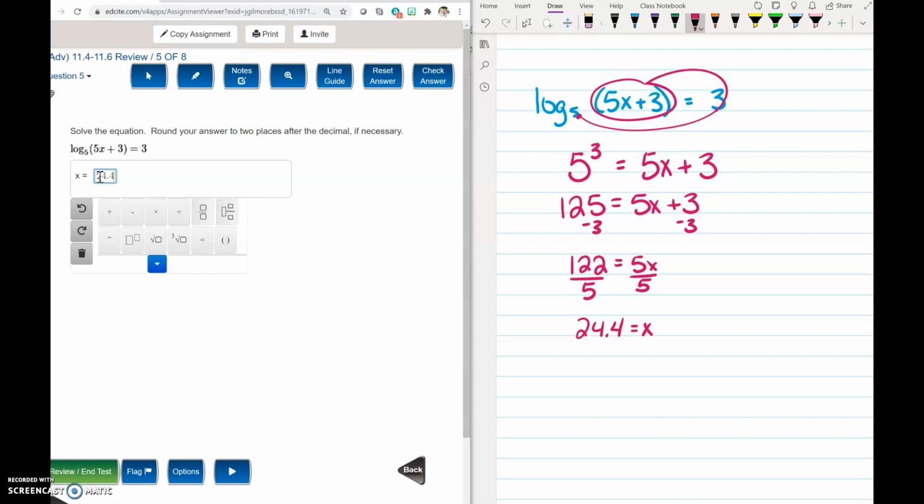Now, if it's a log problem, you should check to make sure that you're not going to end up with a negative inside the log. The exponential equations, you don't need to check. The logarithmic equations, you do need to check. If I do 5 times a positive number and then plus something, it's not going to give me a negative, so my answer is totally fine.